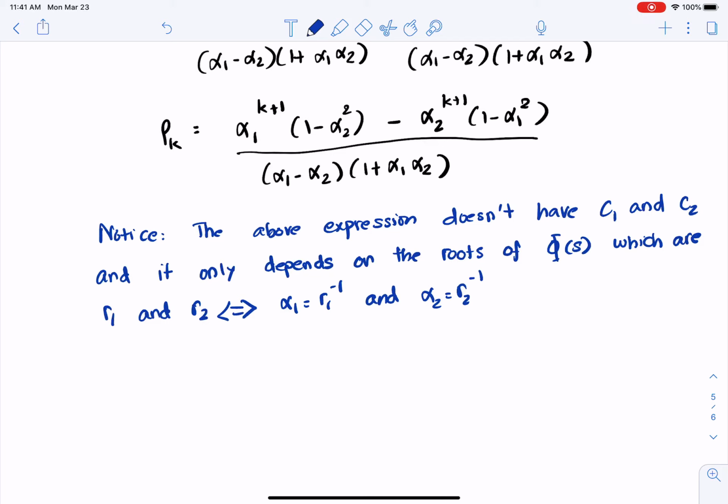and get the general expression for the ACF. Mind you that this particular expression works only for an AR2 model and not for any other AR models.